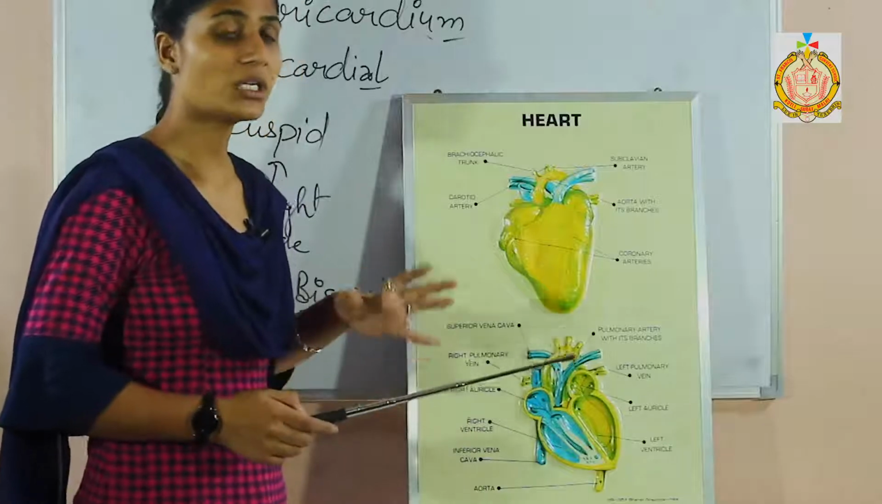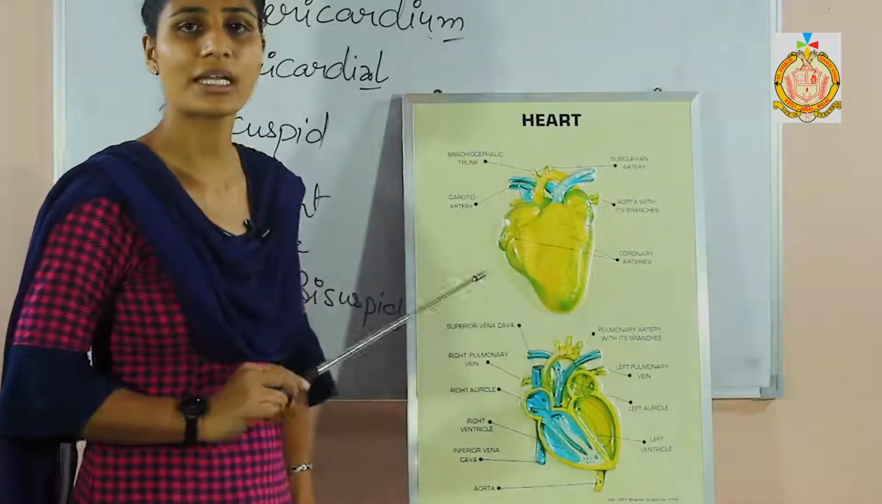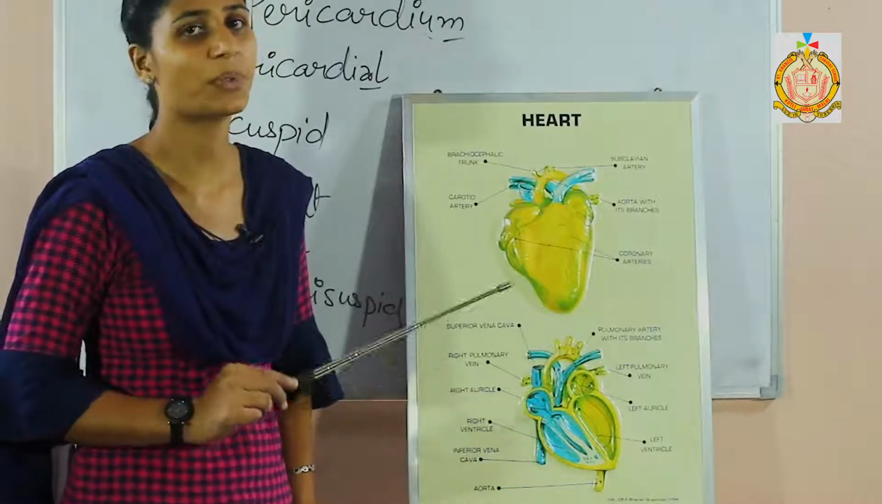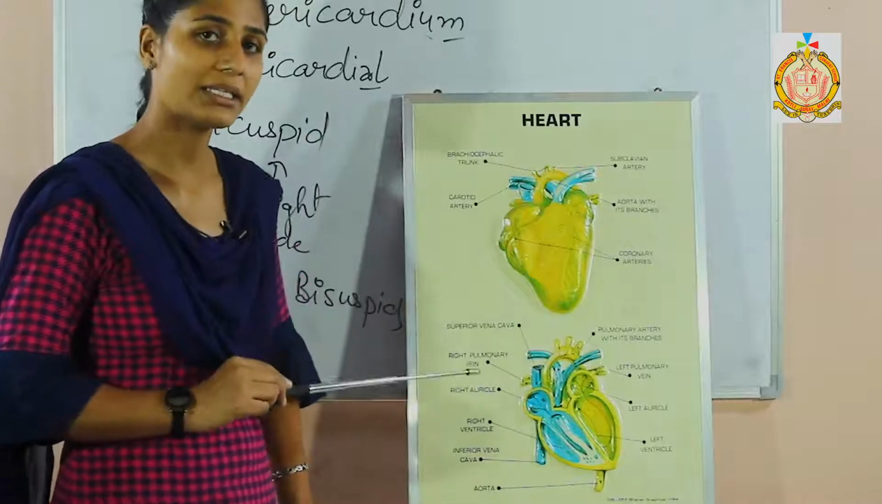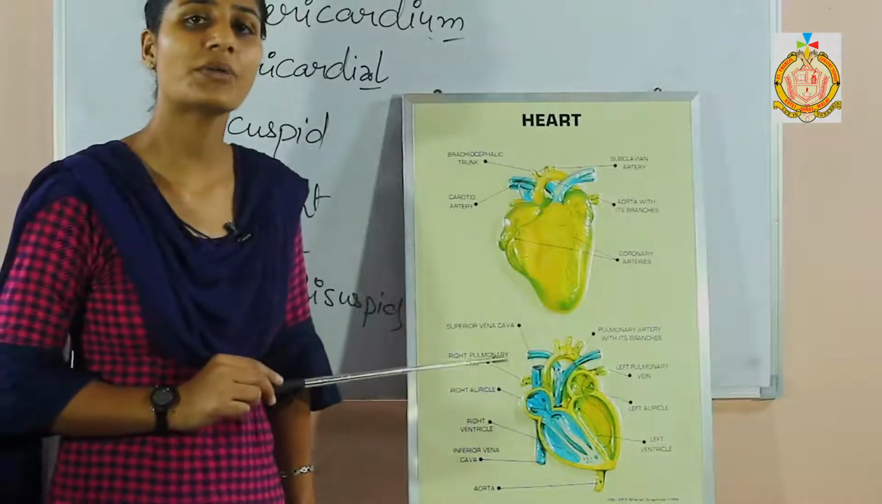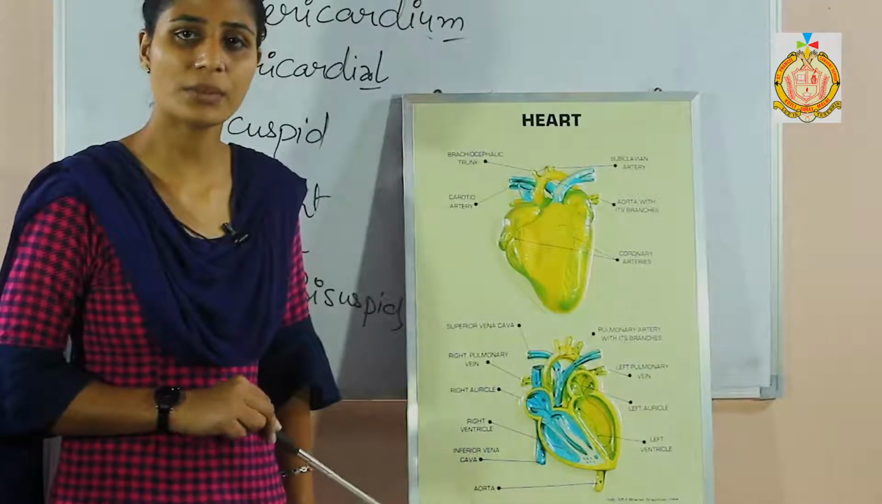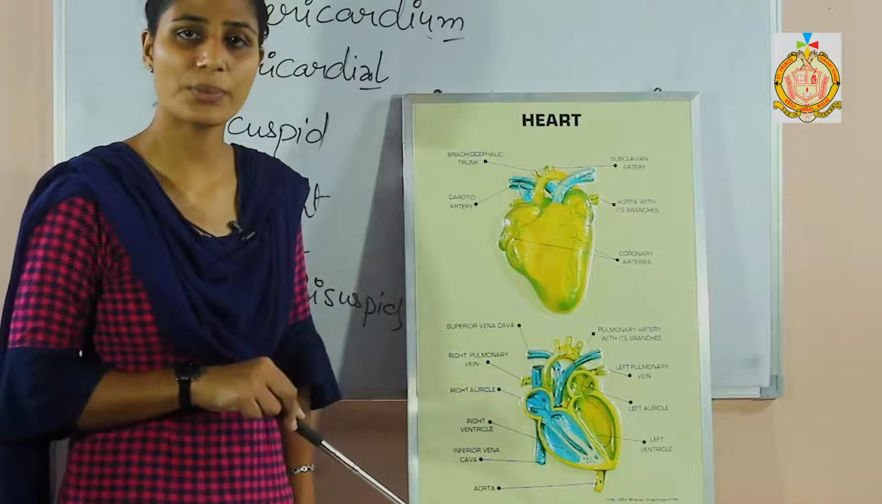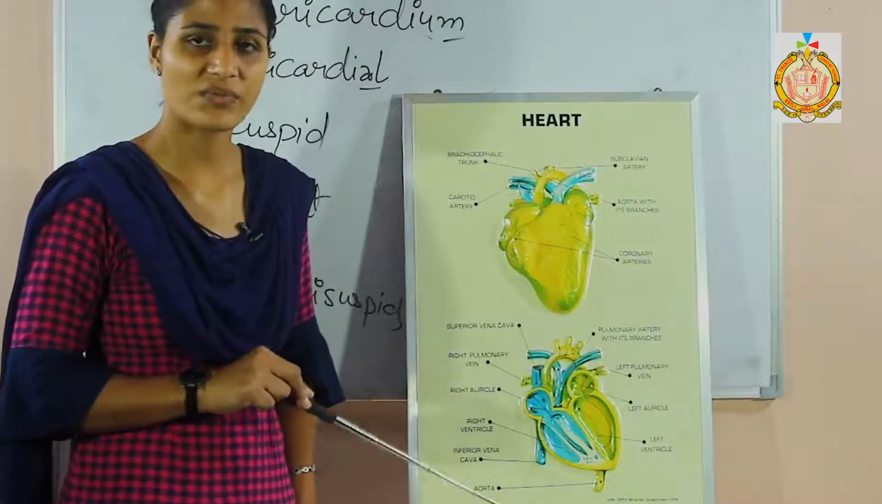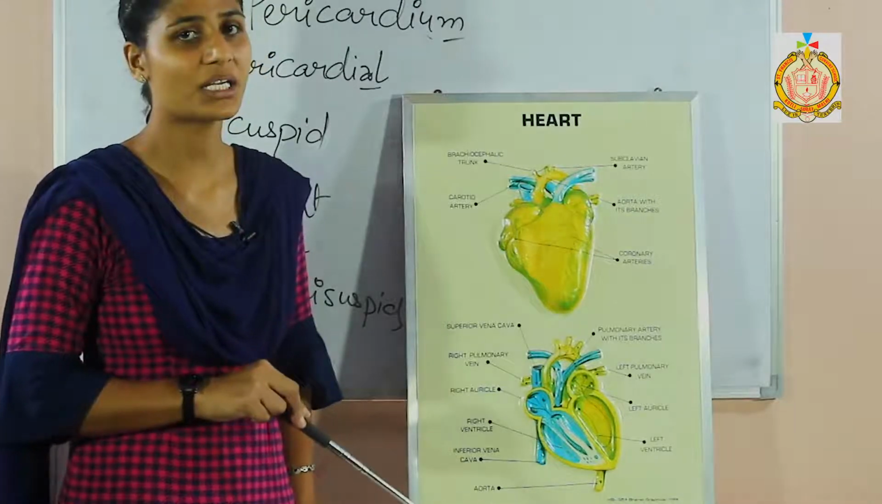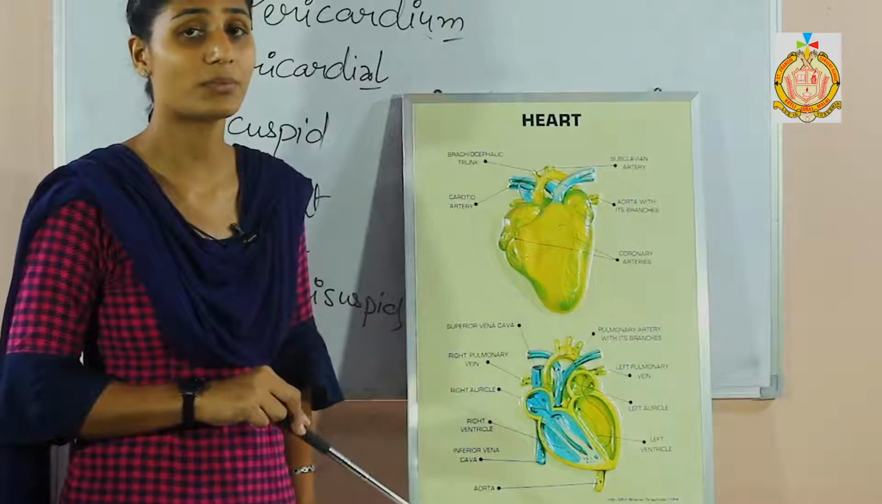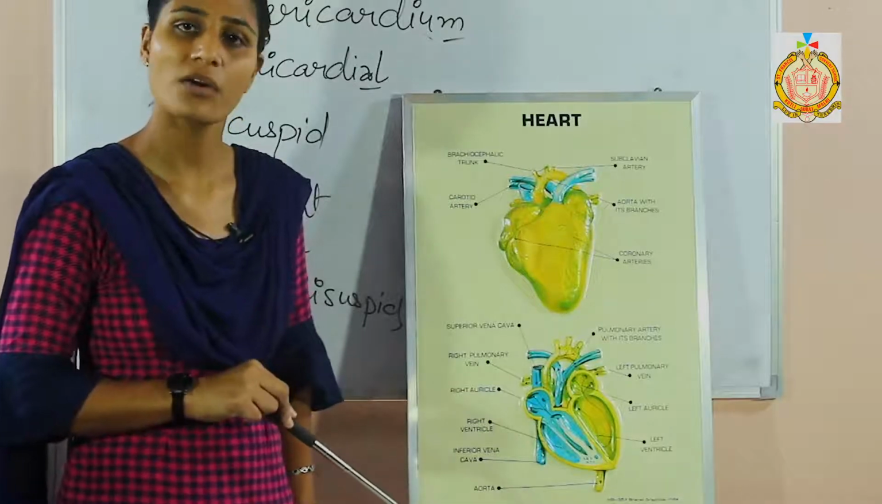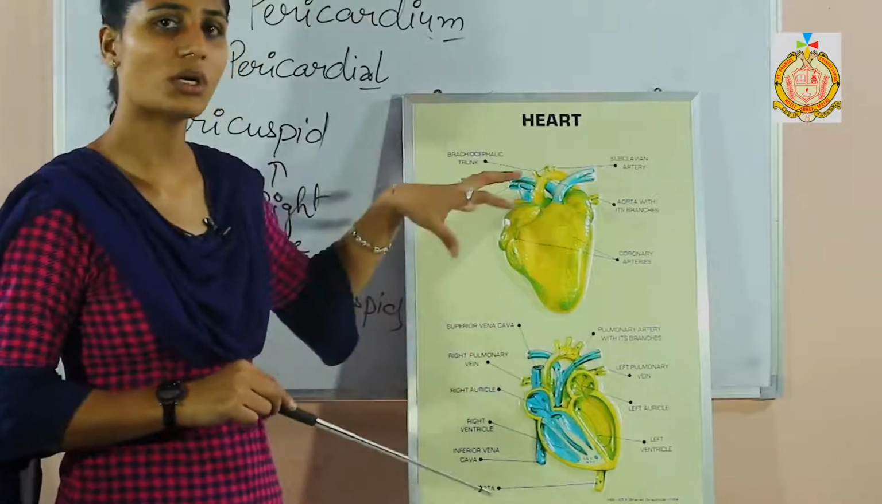In the circulation, I told you that all the arteries are carrying oxygenated blood except the pulmonary artery, and at that time I told you that the pulmonary artery is carrying the deoxygenated blood from the heart to the lungs for purification. And what is the function of the pulmonary vein? The pulmonary vein is carrying the oxygenated blood from the lungs to the heart for pumping to the whole parts of the body.